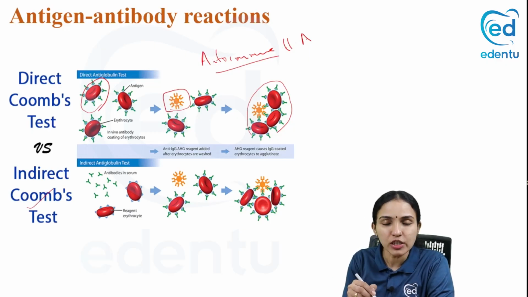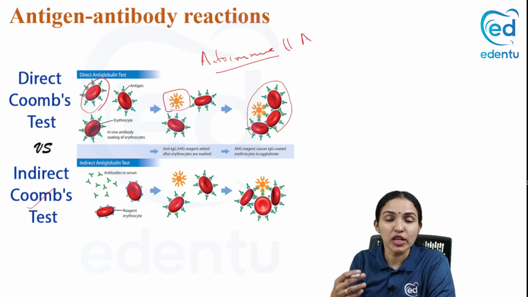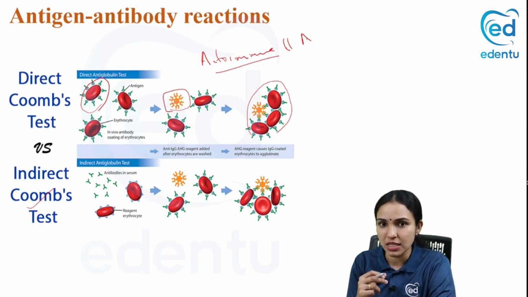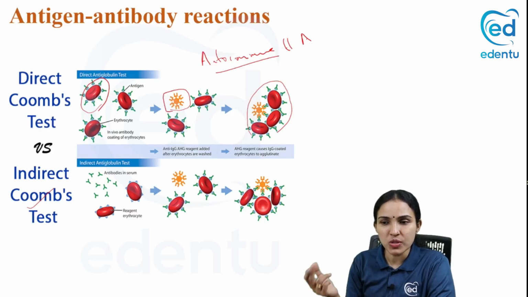Similarly, the indirect Coombs test has its most important application in screening maternal serum for the presence of anti-Rh antibodies. Suppose a mother has conceived an Rh positive baby. During the first delivery, there will be mixing of the blood of mother and fetus, leading to production of antibodies in the mother's serum. So anti-Rh antibodies will already be present in maternal serum. When she again conceives an Rh positive baby, these antibodies can react with the fetal RBCs. So that will be dangerous.